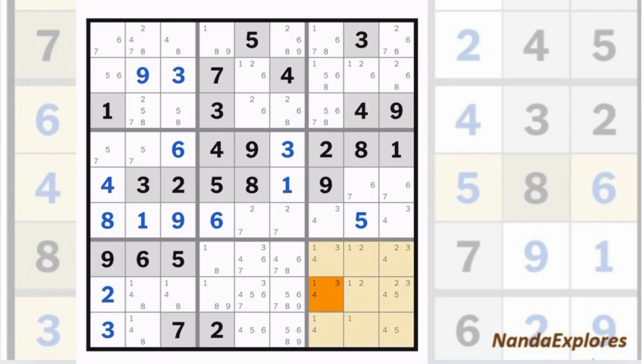Then 6. So here also we have a 6, 6 and a 6. Then 7. So 7, 7, 7. Here also will be a 7, 7 and 7. Then 8. So 9 will be in only these two cells. So now we have completed.